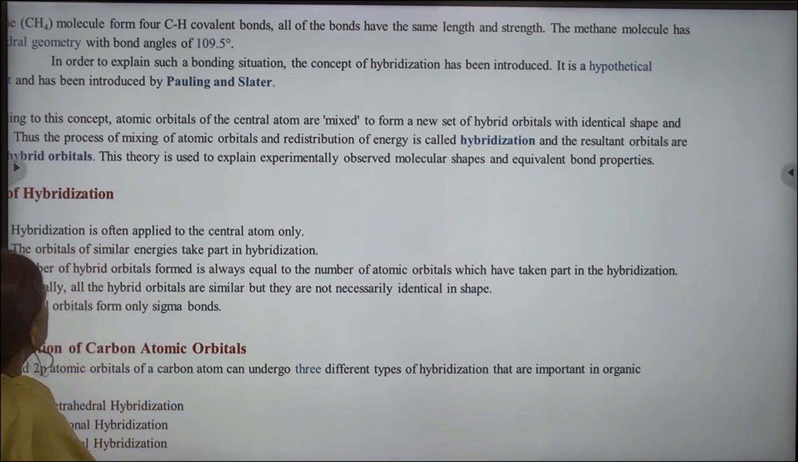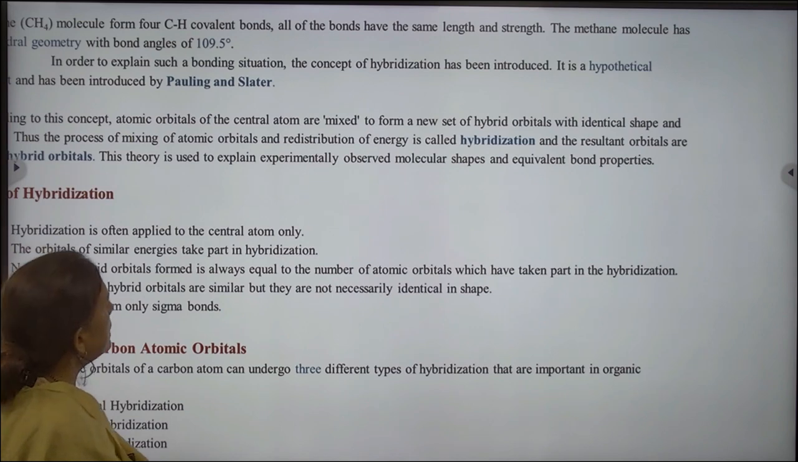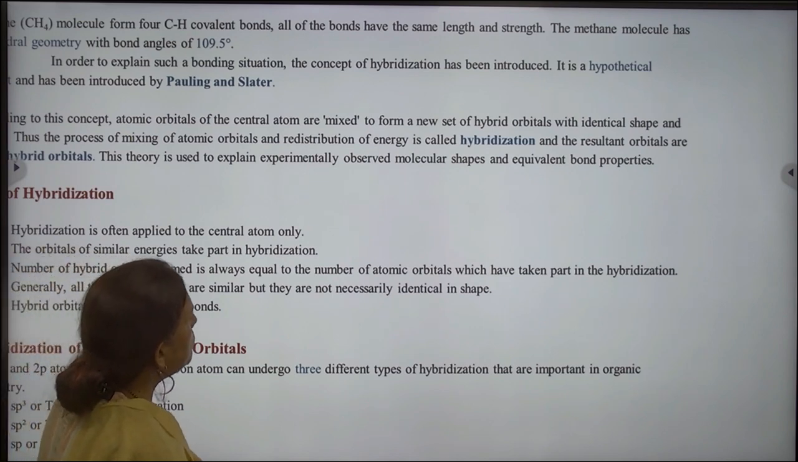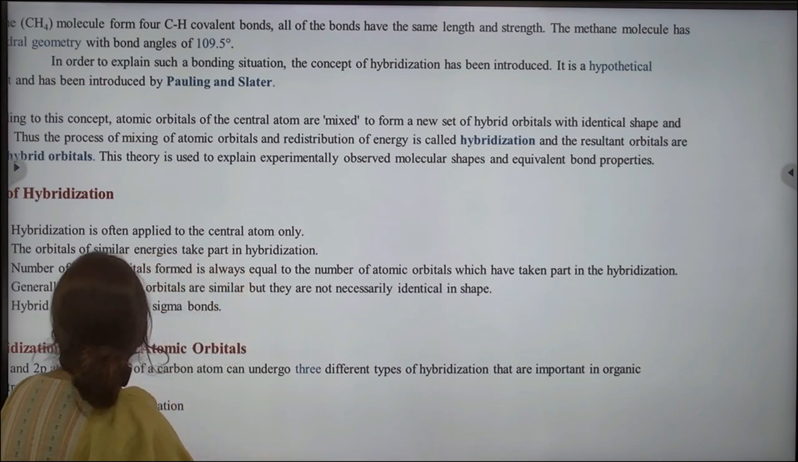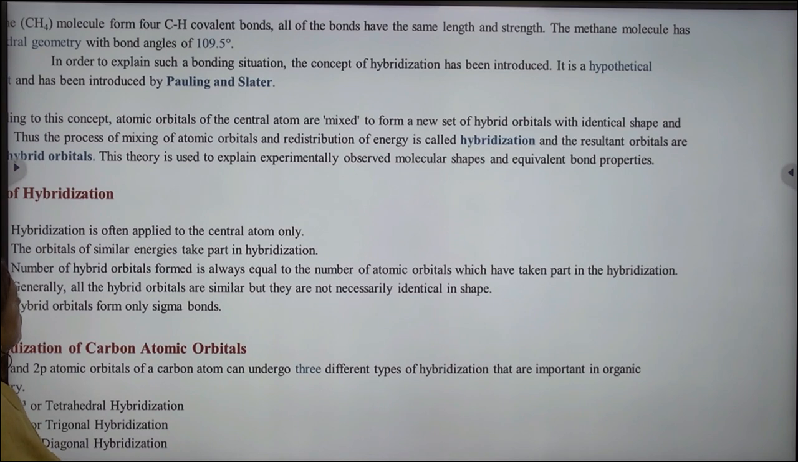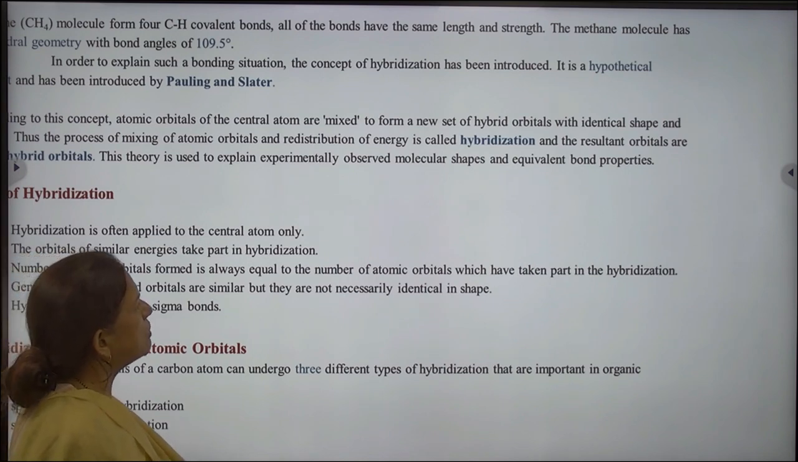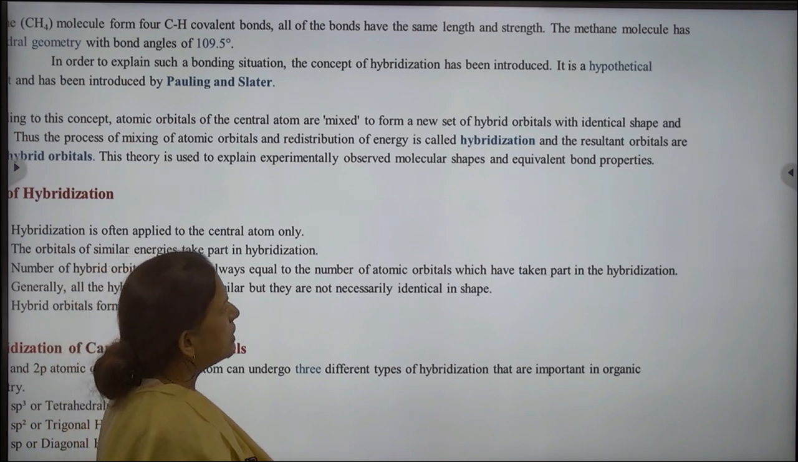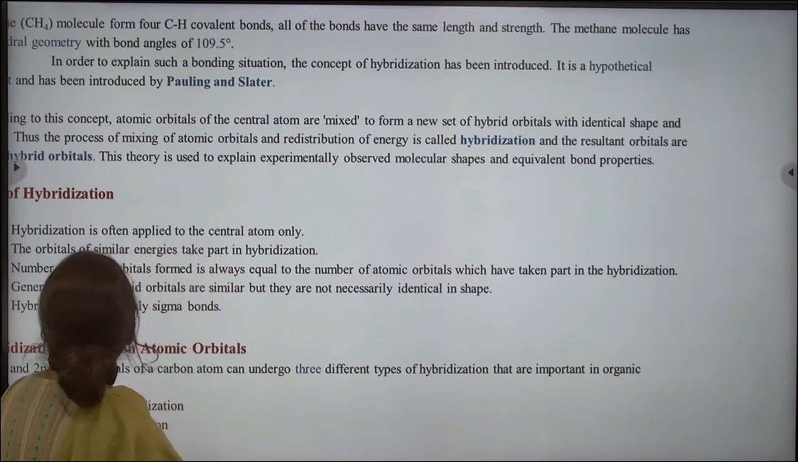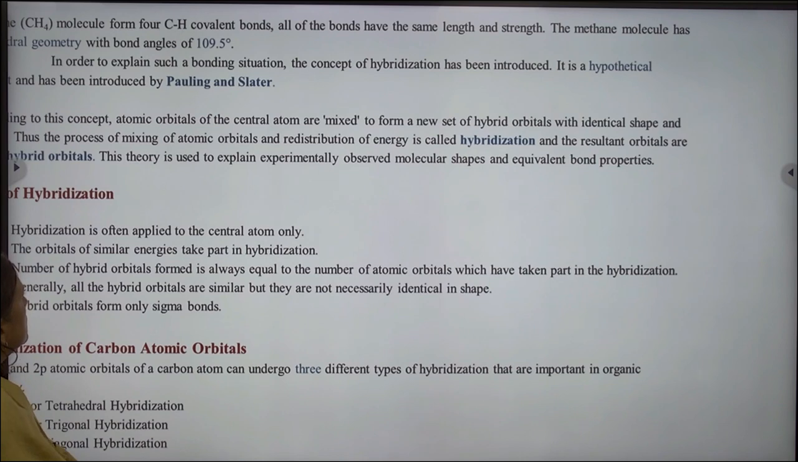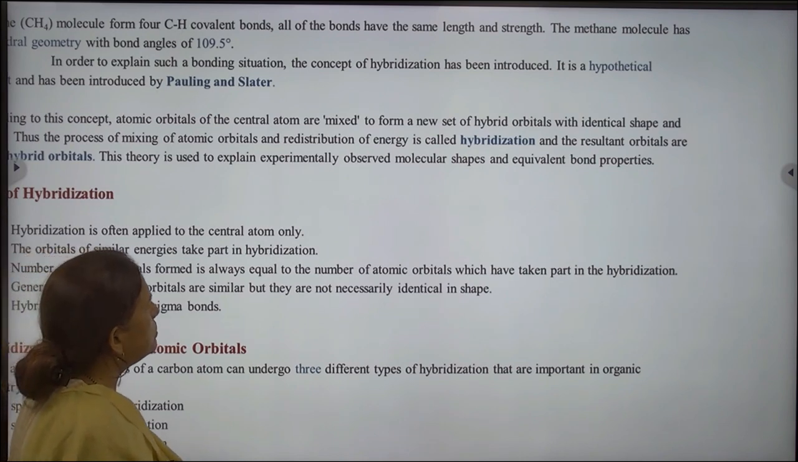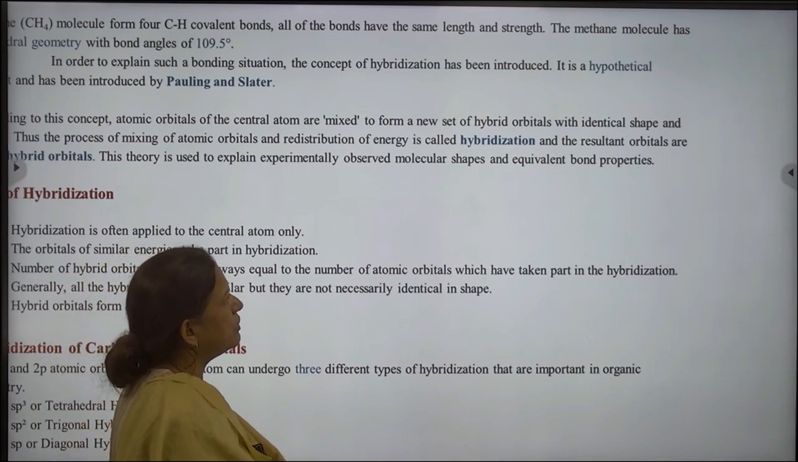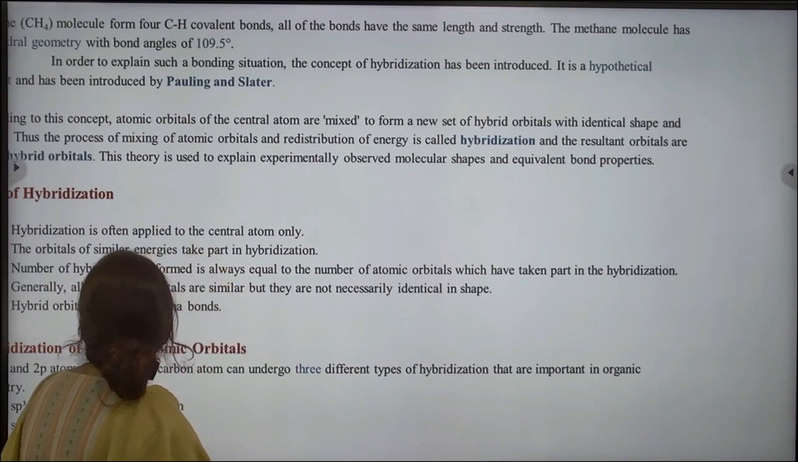According to this concept, atomic orbitals of the central atom are mixed to form a new set of hybrid orbitals with identical shape. Thus, the process of mixing of atomic orbitals and redistribution of energy is called hybridization, and the resultant orbitals are hybrid orbitals. This theory is used to explain experimentally observed molecular shapes and equivalent bond properties.